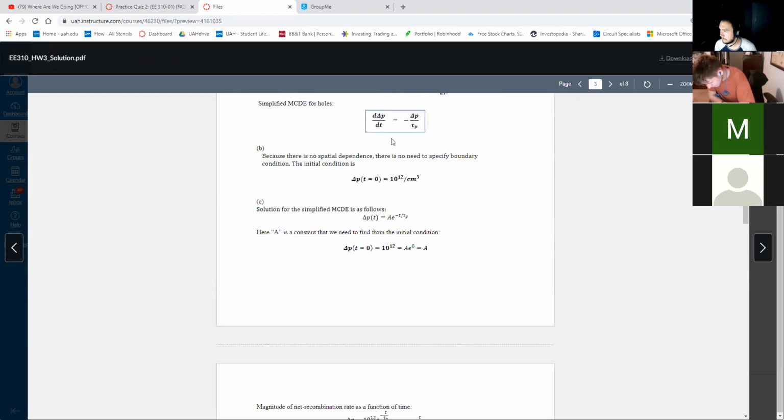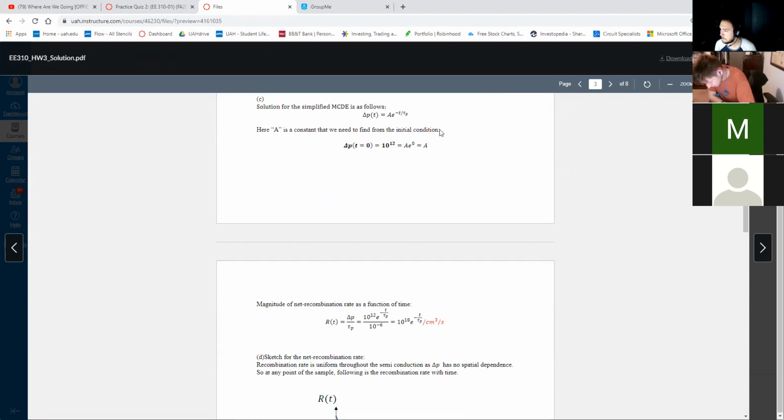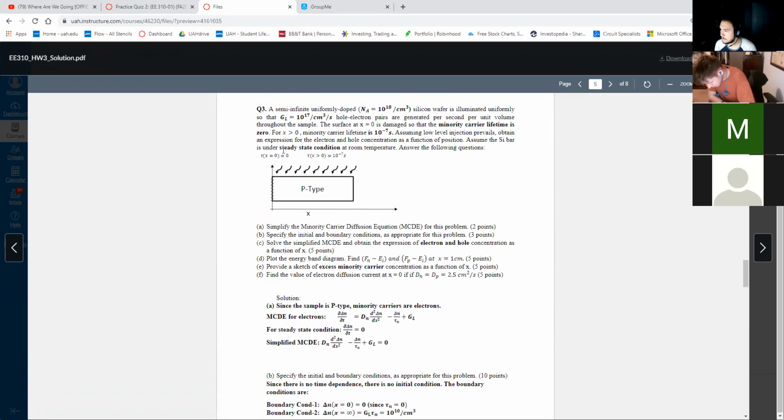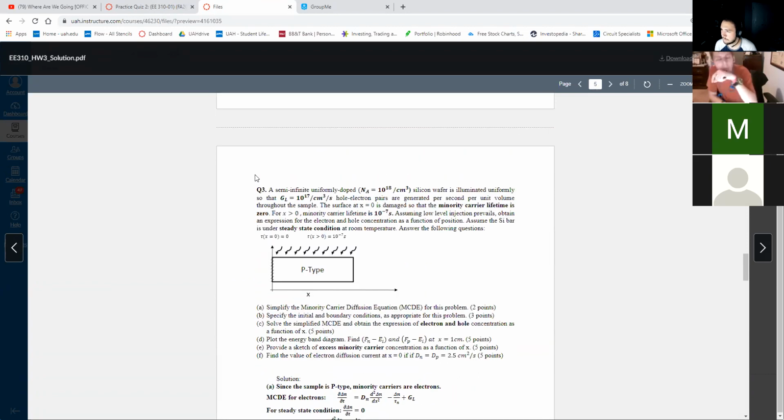So this is an example of obviously spatial and G_L went to 0. That was that. Now this is the one where it was broken. So this has heavy spatial dependence. Yeah, the spatial dependence was based on the minority carrier lifetime, or something about it.